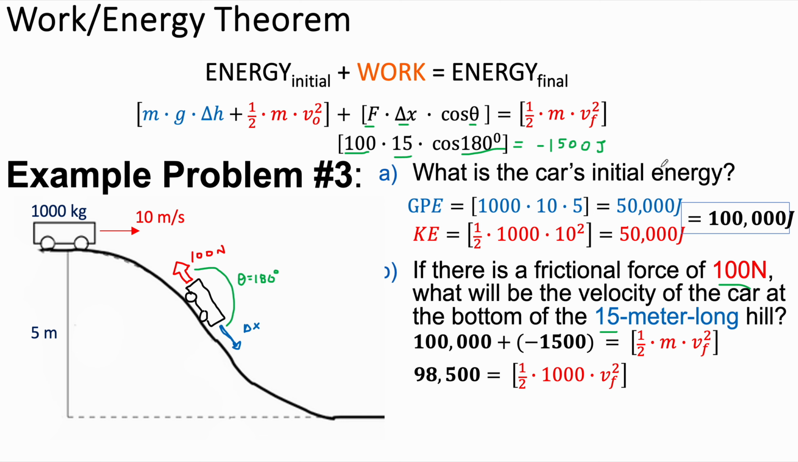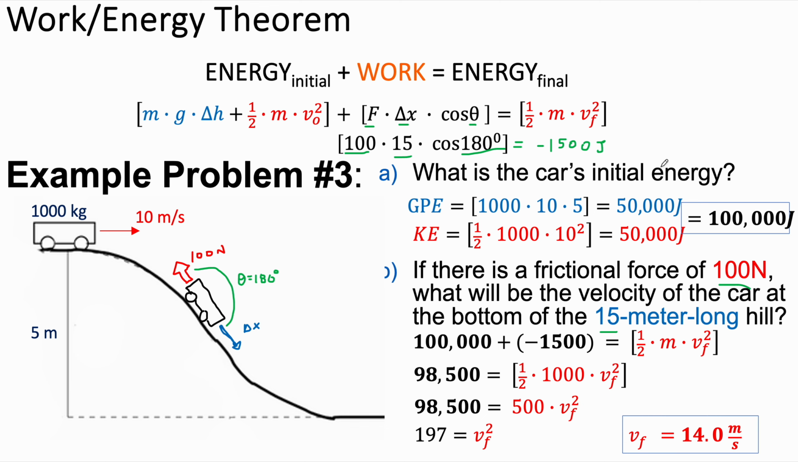Solving this, subtracting the 1,500 from the 100,000 gives us that. Dividing both sides now by 500, you get 197 is equal to v final squared, or v final now is about 14.0 meters per second. Just slightly less than it was before in the previous problem where there was no friction.